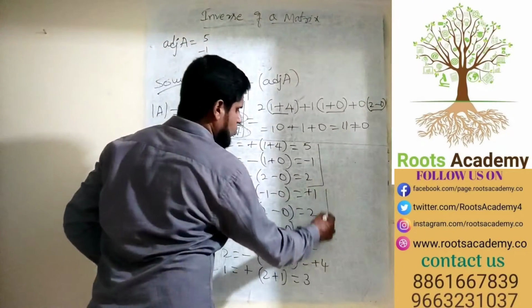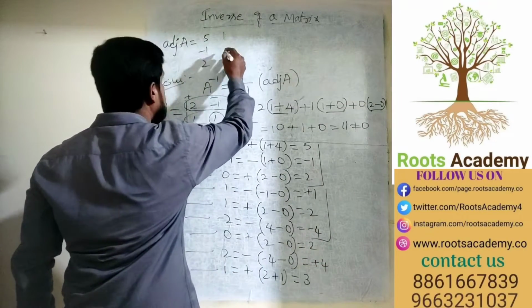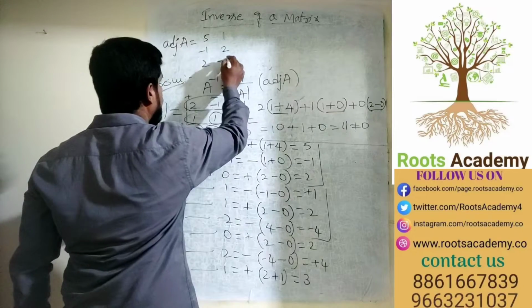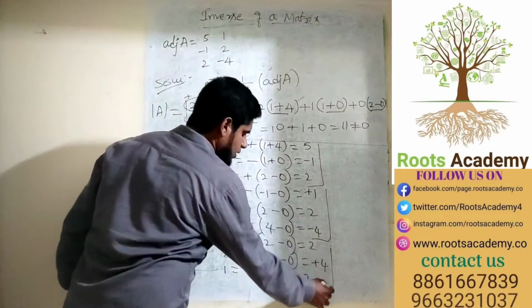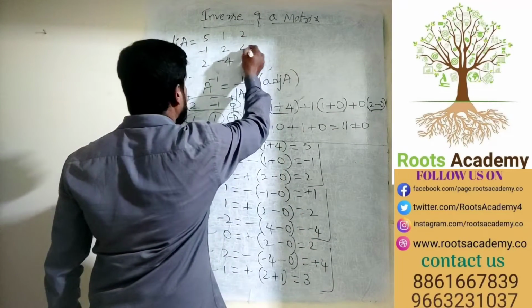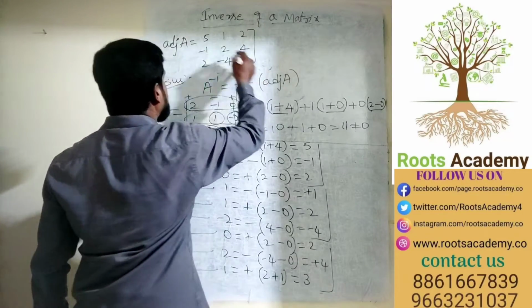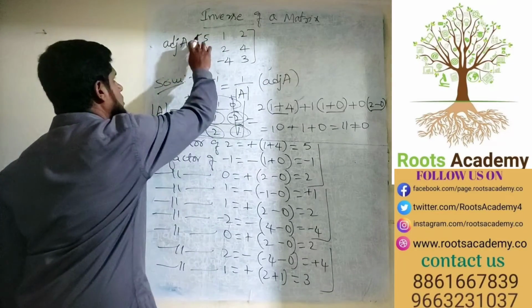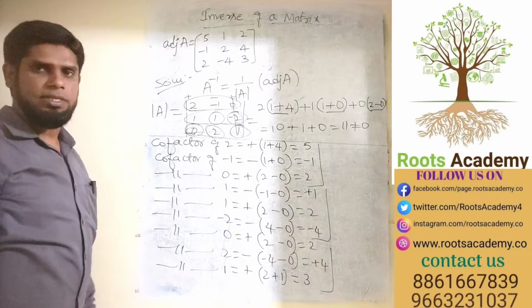The next 3 cofactors I will write in the second column: 1, 2, minus 4. The last 3 cofactors I will write in the third column: 2, 4, 3. Student, this is the adjoint of the given matrix.